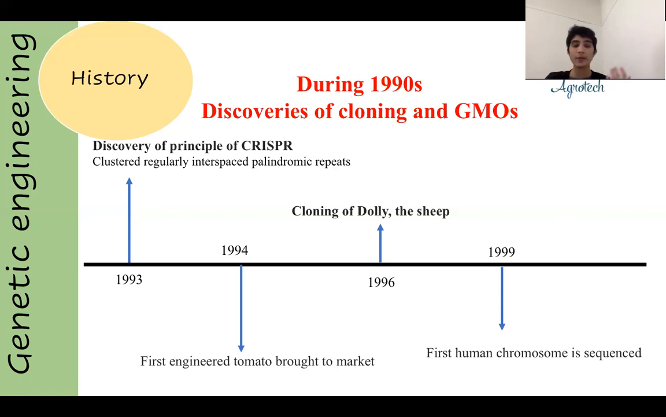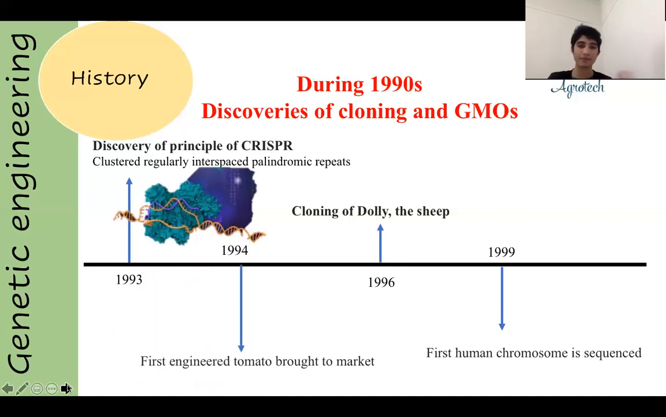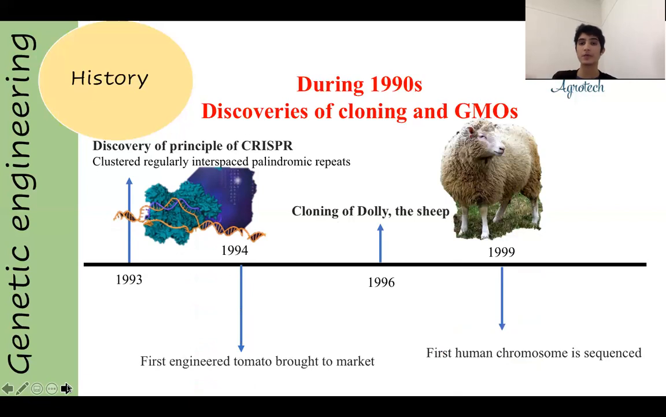They discovered CRISPR first, and then next they created Dolly the sheep. This is the first large animal ever cloned from a single adult cell with the same genetic material.